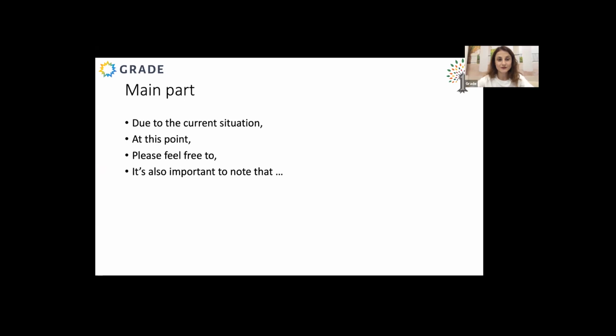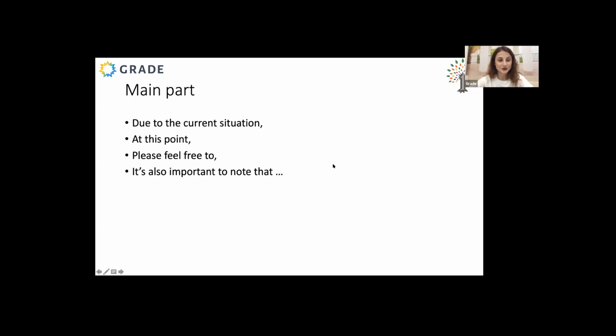Main part. Some phrases, again, from very formal to less formal. Look through the phrases. Perhaps, of course, you can add some more, but we only have this much time and we want to cover everything in this hour.